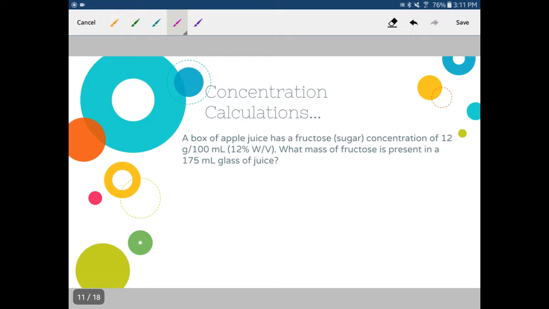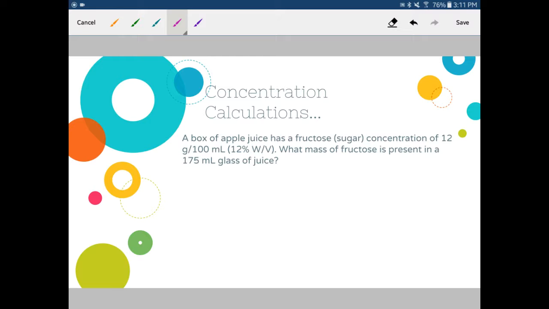Okay, here's another concentration calculation. So this is just a general concentration calculation. Maybe one where I'm given a concentration and I need to solve for the amount of solute. So this says a box of apple juice has fructose in it, or sugar, and there's a concentration of 12 grams per 100 milliliters, or a 12% weight to volume. What mass of fructose is present in a 175 milliliter glass of orange juice?